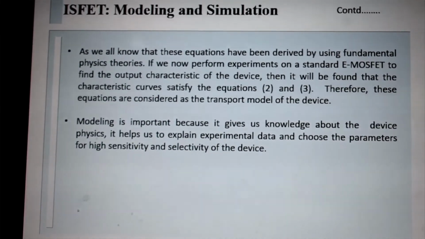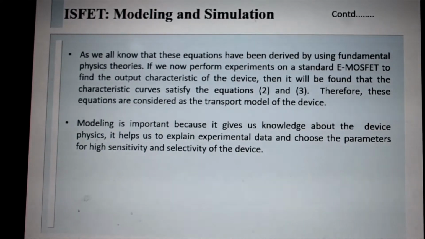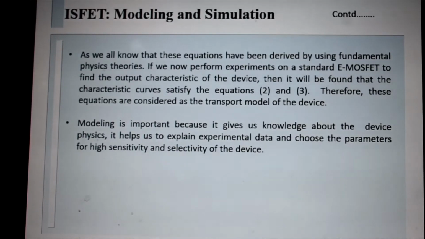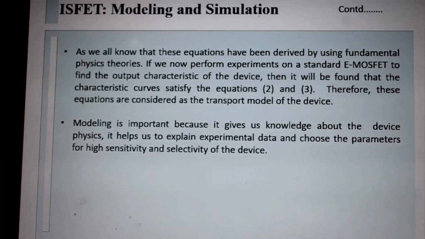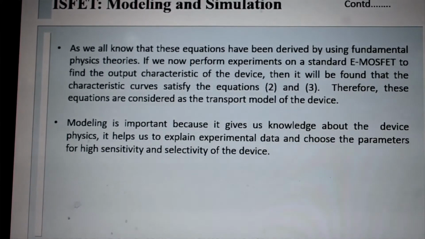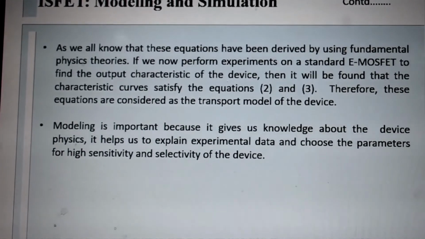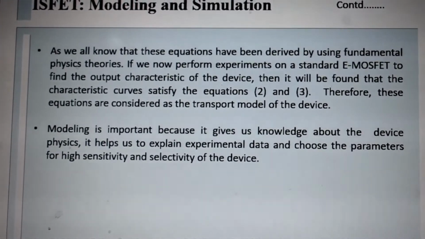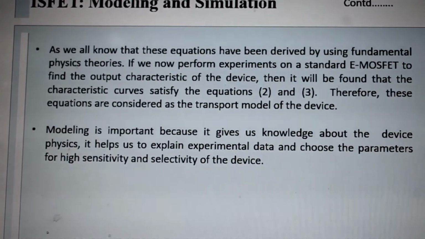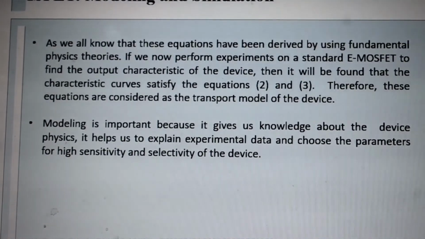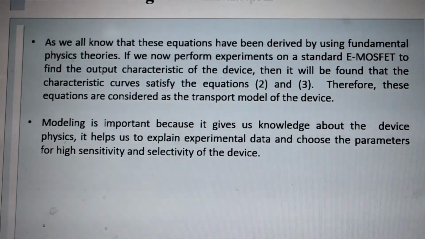Now, as we all know, these equations have been derived by using fundamental physics theories. If we now perform experiments on a standard E-MOSFET, which you can purchase from the market, to find the output characteristic of the device, then it will be found that the characteristic curves satisfy equations 2 and 3. And if it happens, then these equations are considered as the transport model of the device.